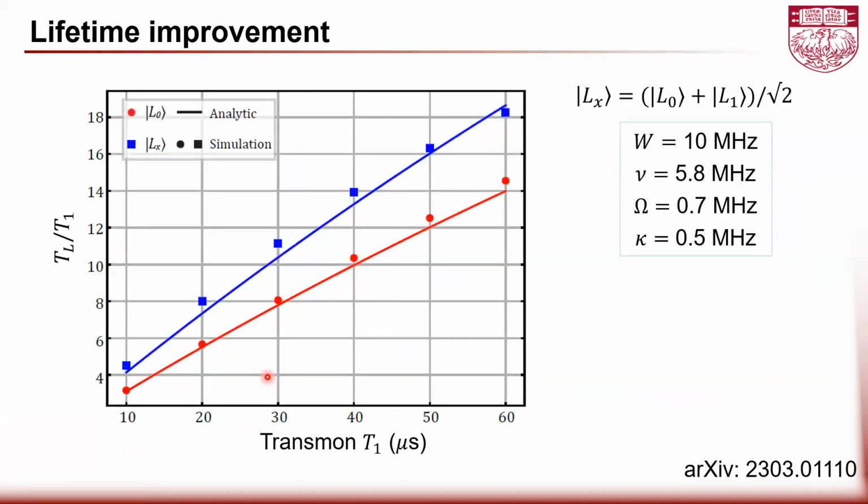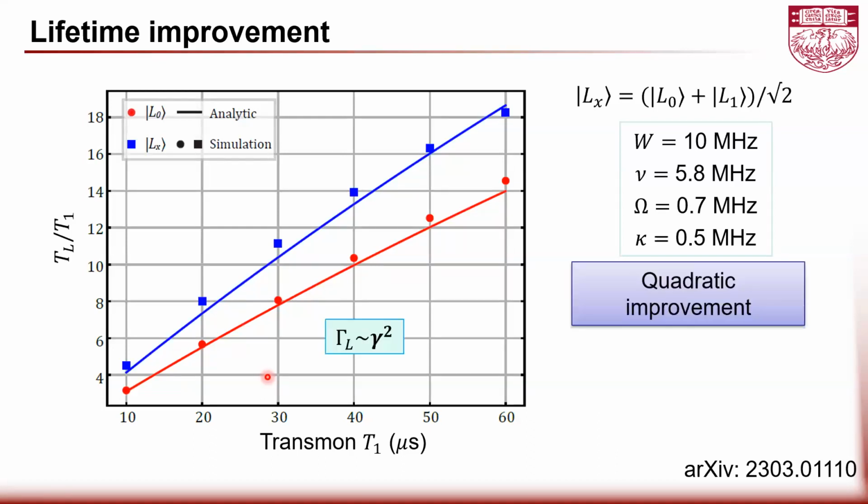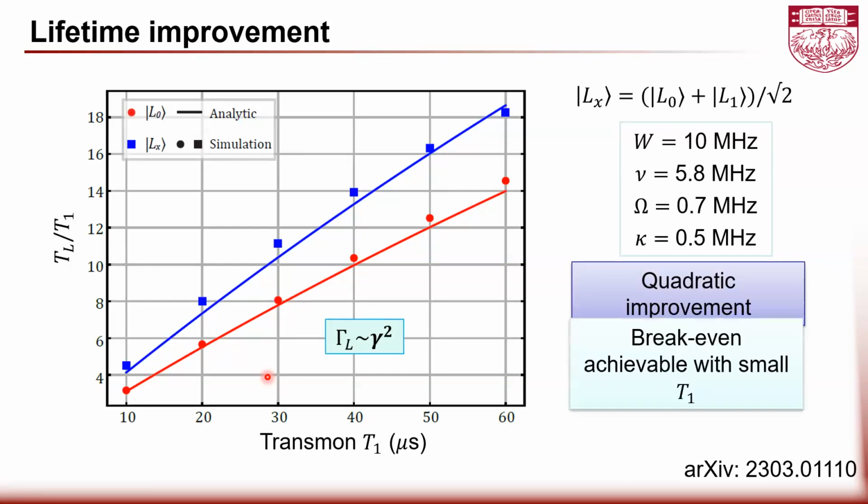When I sweep the physical transmon T1 lifetime, I plot the improvement ratio over the transmon T1. You can see here the plot is almost linear, which means that there is a quadratic improvement over the transmon T1. And you can achieve break-even with a relatively small T1. So with a 10 microsecond T1, you can still see a factor of 4 improvement over the free decay case.